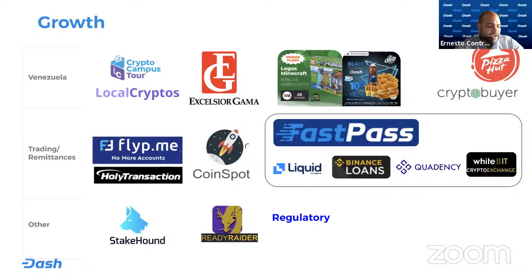Ready Raiders announced their marketplace, and you can now buy over 200 items on the Ready Raider marketplace. But what's really exciting about Ready Raiders is that Dash is the most used crypto on their platform. It's the second most popular payment method behind Stripe. And Ready Raiders is exploring the possibility of adding NFTs and other more products to their platform.